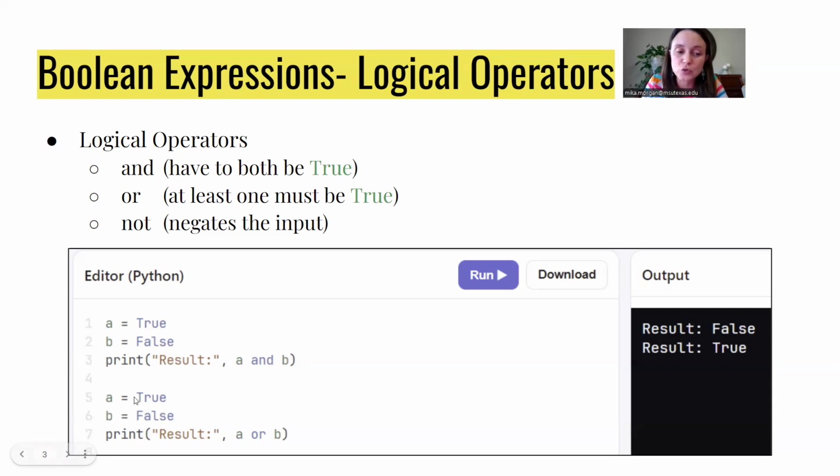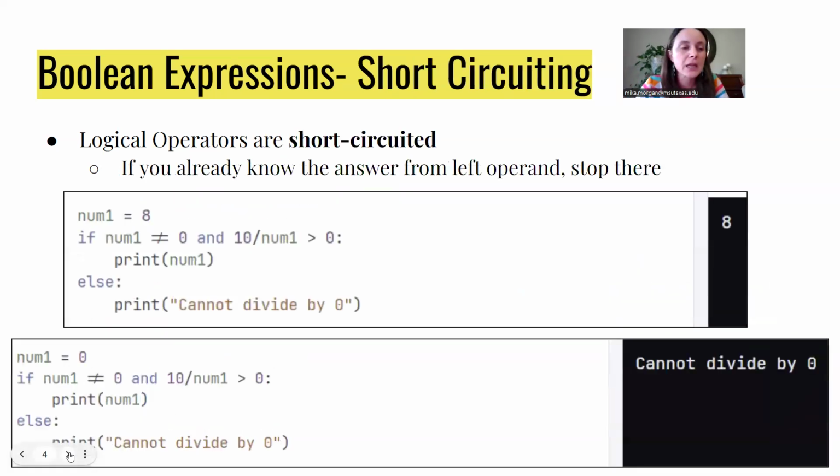Similarly, if I said true or anything, that is true, right? True or true, we're good. True or false, we're still good. So those short-circuited rules can be very useful. We can take advantage of those.